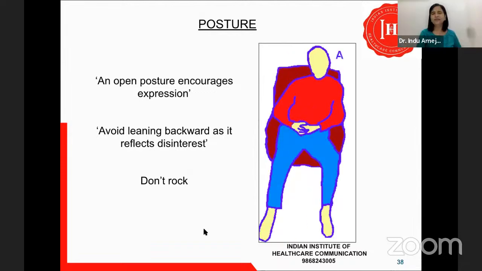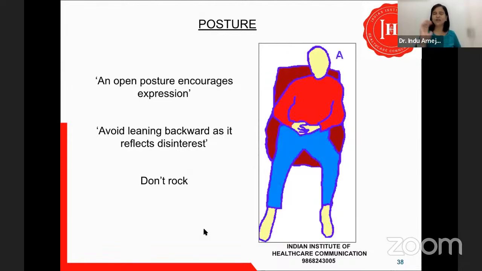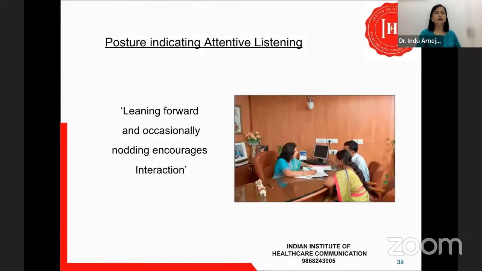In A, the person appears very casual and not interested. And in B? The second is closed. Again, not interested, and has already made up the mind. So the right posture is when you lean forward towards the person, and that shows that you are trying to build a connection with the person.